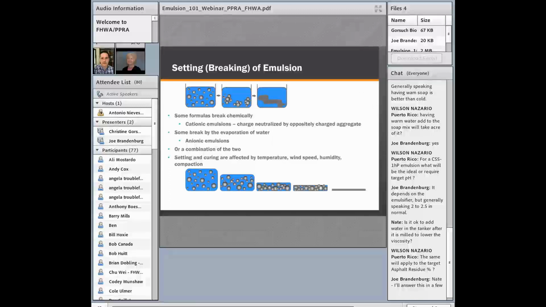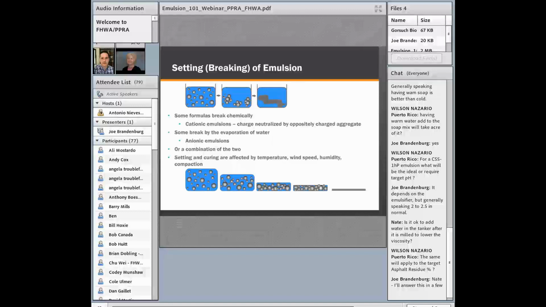Some emulsions break mainly by the evaporation of water. So if we think of anionic emulsions, like an anionic tack, the main mechanism of breaking is by the evaporation of water. In the picture at the bottom, as the water is evaporated from that system, the droplets get closer and closer together until finally they form a continuous film of asphalt binder. So really, probably in all cases, there's a combination of both of these mechanisms in the breaking and curing of emulsions. And we have to remember, too, that these mechanisms are affected by the environment.